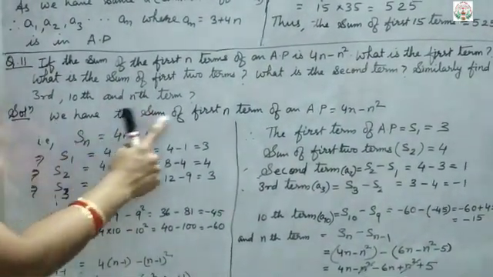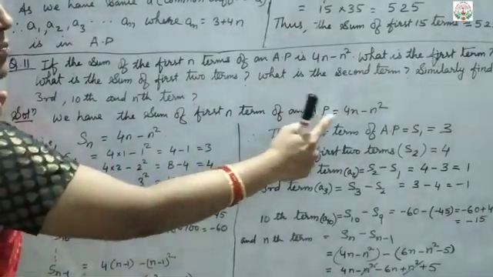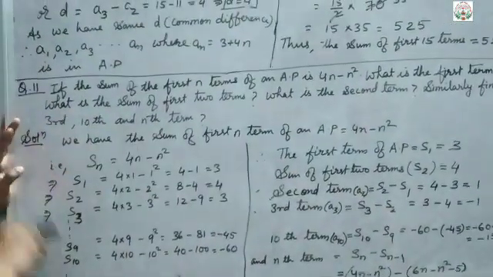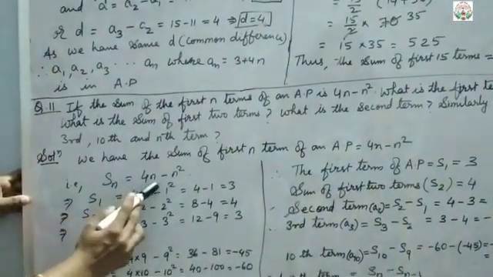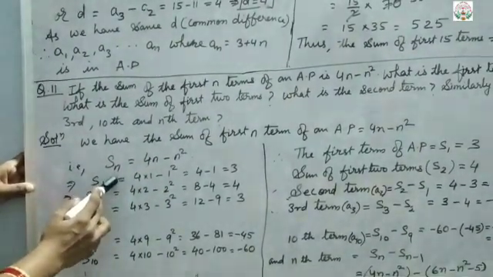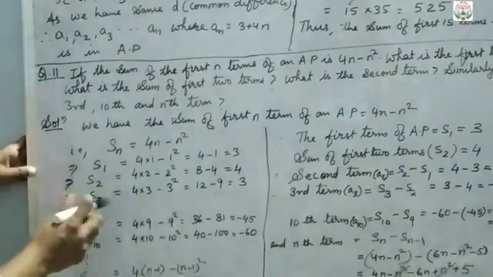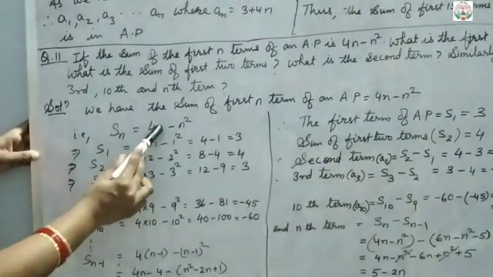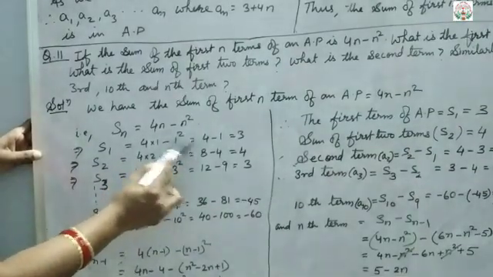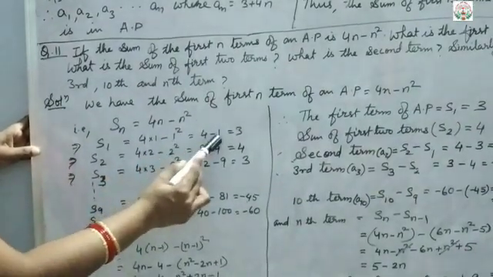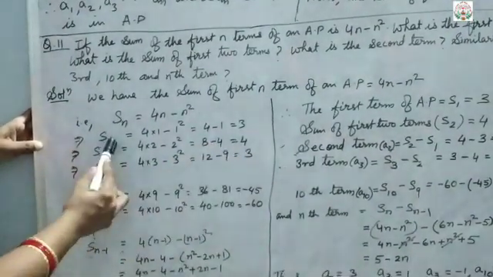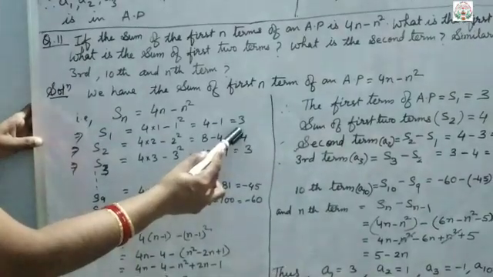So we have the sum of the first n terms of an AP given as 4n minus n square. That means Sn equals 4n minus n square. Now S1 will be how much? Wherever n is there, you put the value as 1. So S1 equals 4 into 1 minus 1 square, because the n value is 1. So 4 into 1 is 4, minus 1 square is 1 only. So 4 minus 1 will be 3. So S1, or the first term, is 3 only.